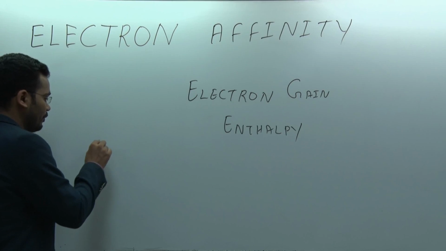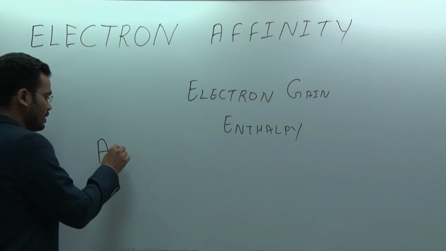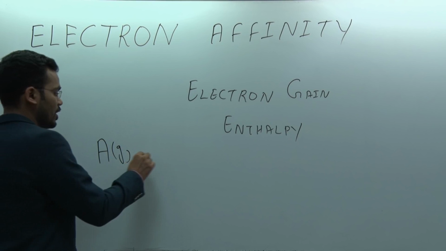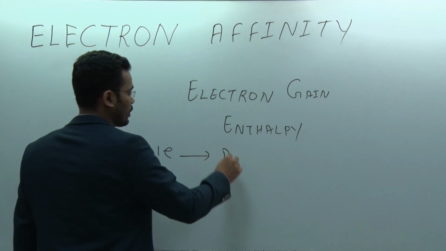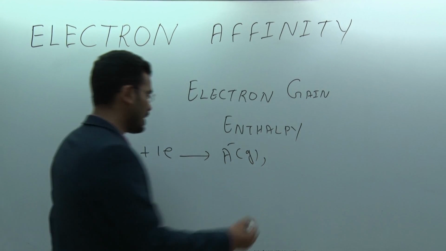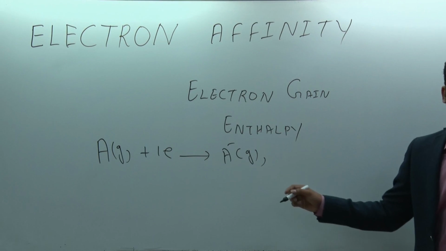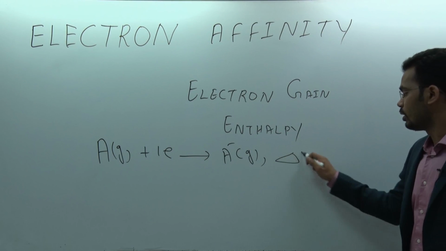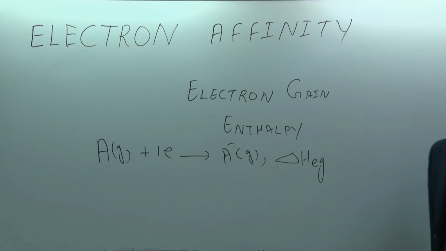If we have A in gaseous state, it will accept one electron to form A minus in gaseous state, and the energy change for this reaction is called EG. EG means electron gain enthalpy. It is the notation of enthalpy.